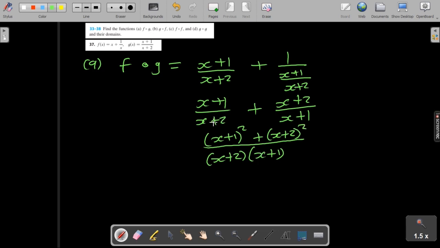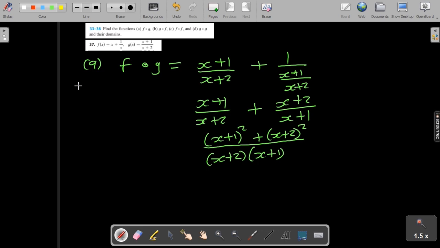Dividing the x plus 2 into this gives you x plus 1. x plus 1 multiplied by the x plus 1 gives you x plus 1 squared, and the same applies to this one. Okay, so this is where we are. You can either continue multiplying through to see what you have, or you can use this to find the domain.